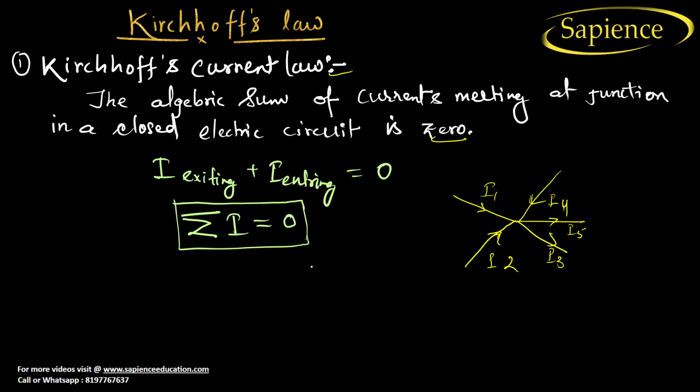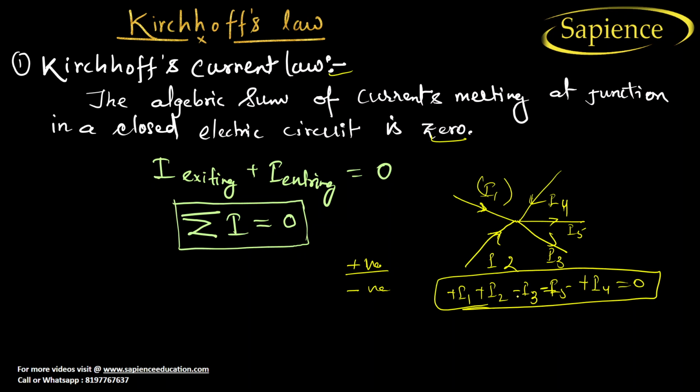Sum of the total current means what? We have to give the symbol. For example, if current is entering, take it as positive, and if current is going outside, take it as negative. By using this, we have to add. So I1 will be positive, I2 will be positive, I3 will be negative, I5 will also be negative because it is going outside, I4 is positive. So finally the total sum of the current will be 0, right?